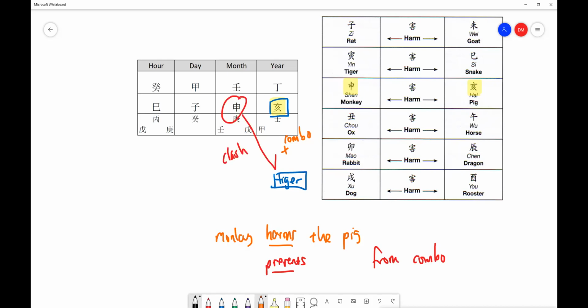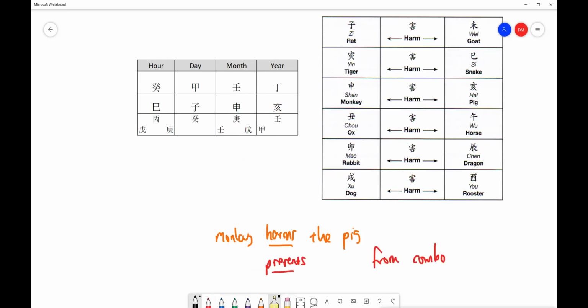So when we say monkey harming the pig, because you see this chart, right? This chart says monkey harms the pig. But what does it mean? It means that the monkey prevents the pig from combining with the tiger. Why? By clashing against the tiger. But now let's bring things into perspective a bit.